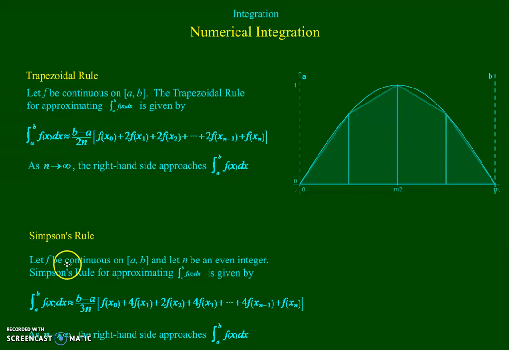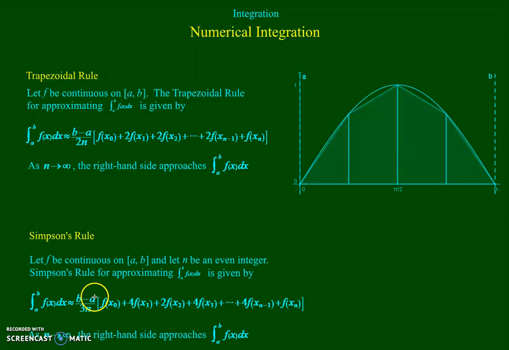Simpson's rule starts out very similar to the trapezoidal rule in that f must be continuous, a fundamental condition of integrability, on this closed interval. But here's the caveat: it says let n be an even integer. So the number of our regions must be an even number for Simpson's rule to apply, and you'll see why in a second. It has the same approximating value for the integral from a to b of f(x), and it's given by a little bit different expression.